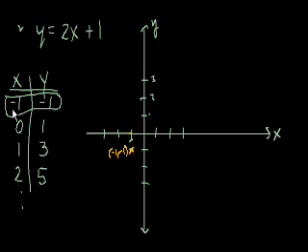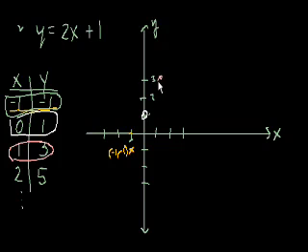Let's do another one. I'll do it in a different color this time. Let's say we had the point 0, comma, 1. Well, x is 0, which is here, and y is 1. So that point is right there. Let's do one more. If we have the point 1, comma, 3, x is 1, and we have y is 3, so we have the point right there. I hope that's making sense for you.